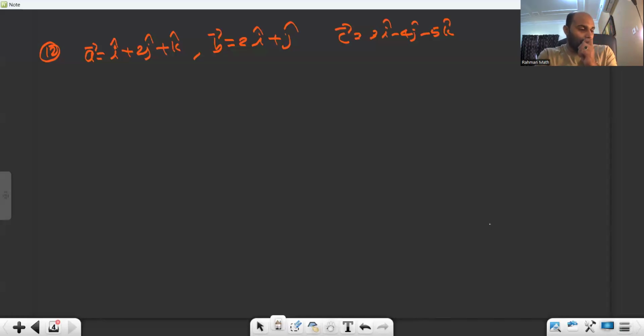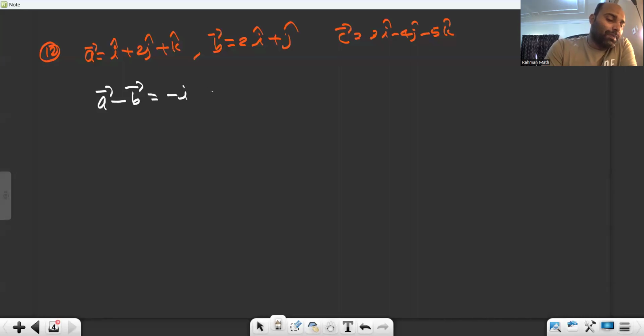Question: find the unit vector perpendicular to both the vectors A minus B and C minus B. First you have to find A minus B. When you're subtracting A and B, you get minus i plus j plus k. This is what A minus B is.